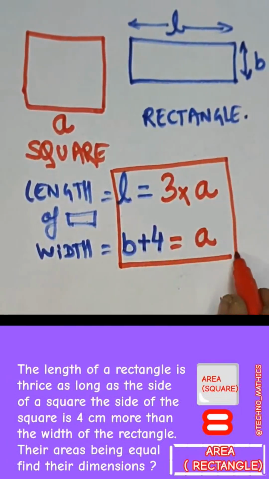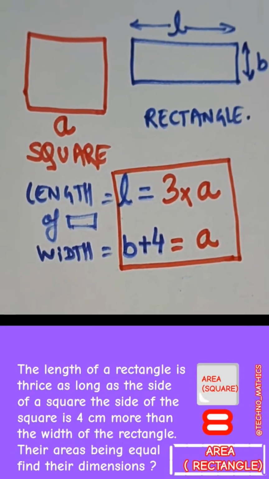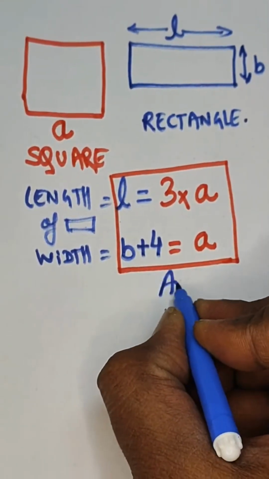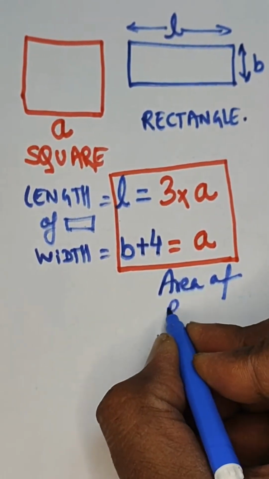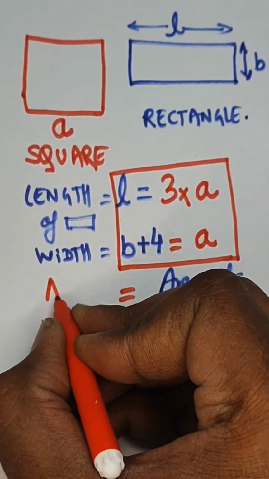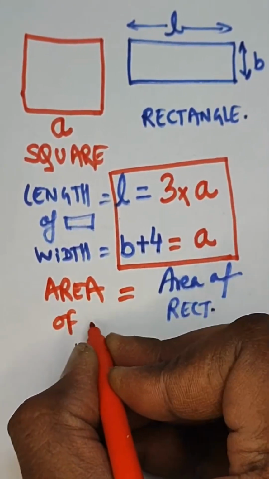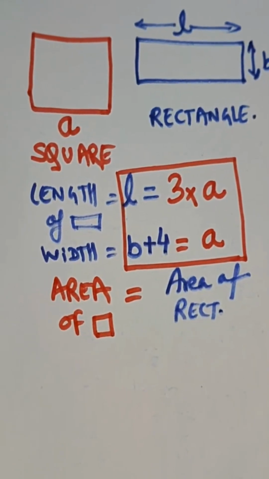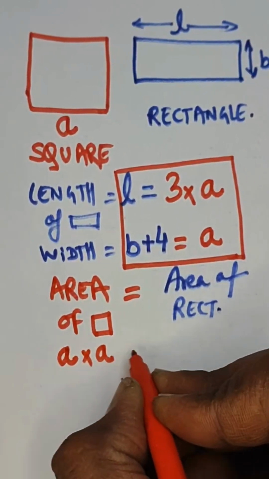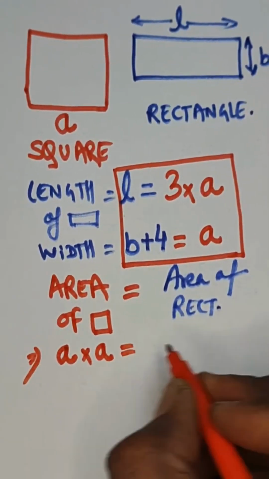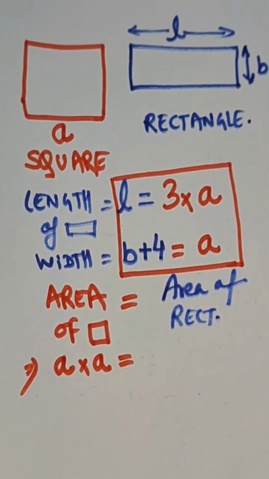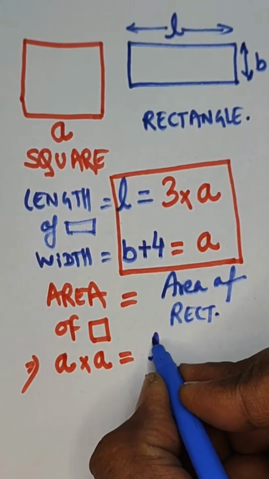Now with this data, the other relation is that their areas are equal. So from here we can say that the area of the rectangle is equal to the area of a square. And what is the area of a square, my dear friends? You know it, side into side, that is A into A. And this is equal to the area of the rectangle. What is the area of the rectangle? You know it, L into B. So this will be equal to L into B.